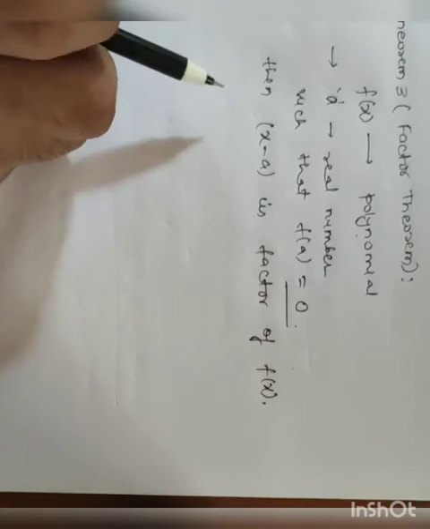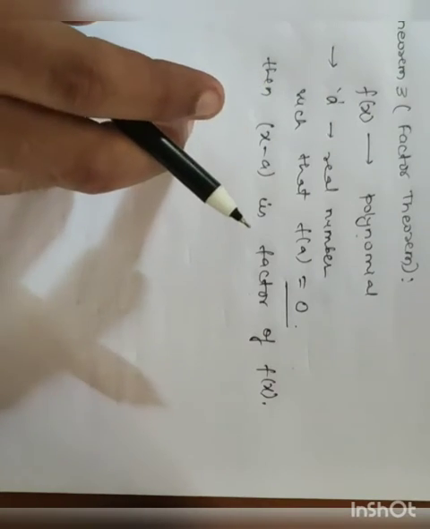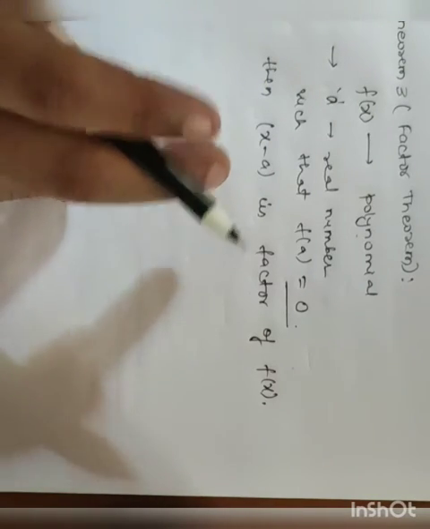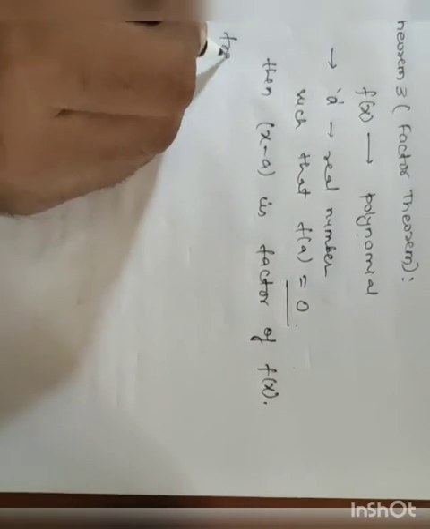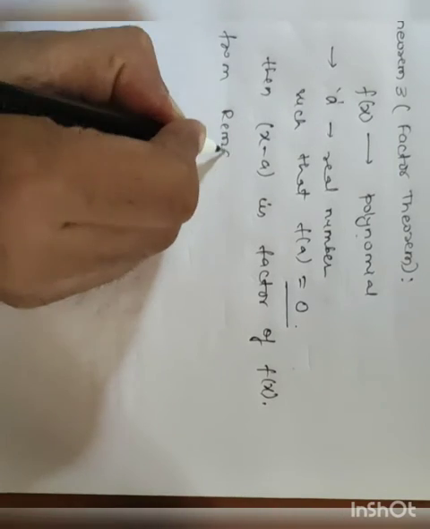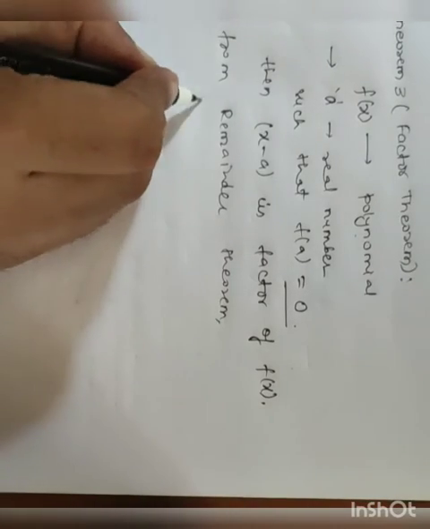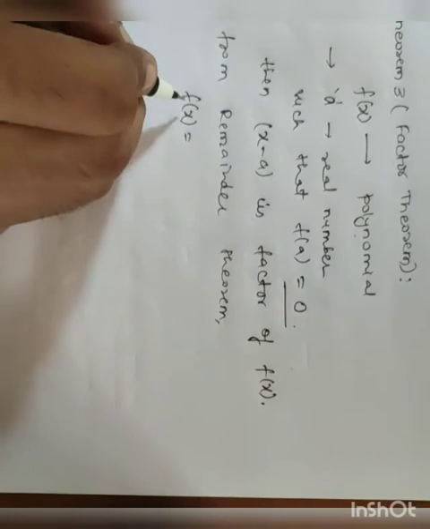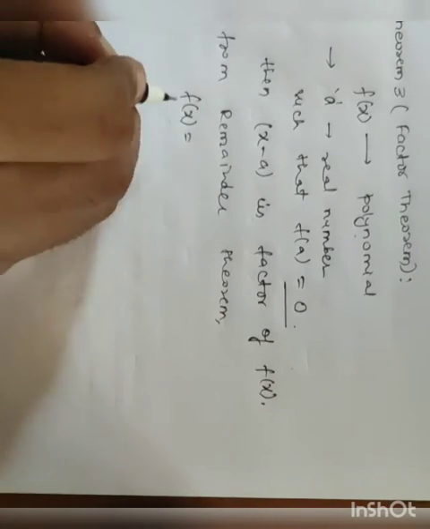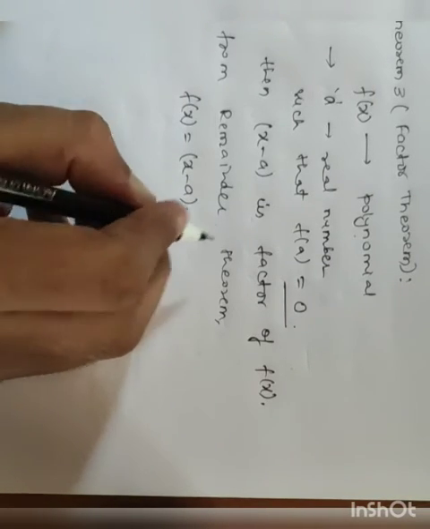So from the remainder theorem we know that if f(x) is a polynomial and it is divided by x minus a, then the remainder will be f(a). So we can represent f(x) from the remainder theorem. The remainder theorem says that if f(x) is a polynomial and it is divided by x minus a, then the remainder will be f(a).